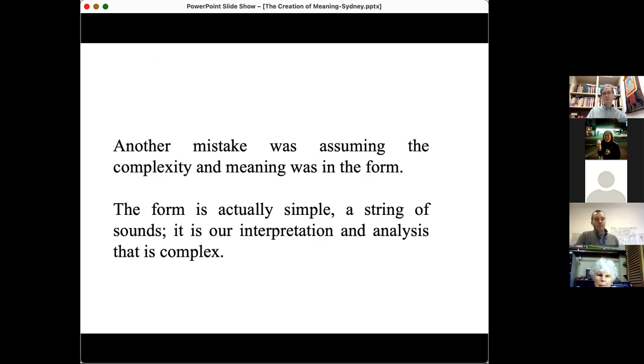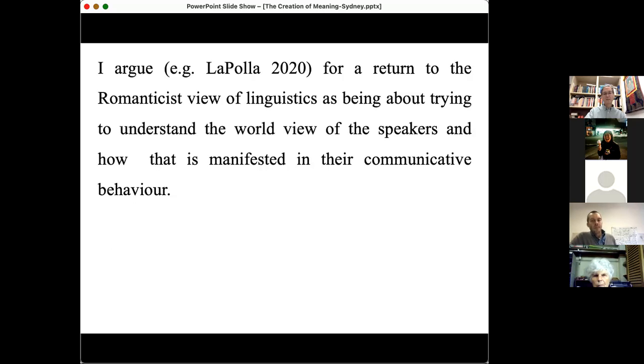Another mistake was assuming the complexity and the meaning was in the form. The form is actually simple. It's just a string of sounds. It is our interpretation and our analysis that's complex.